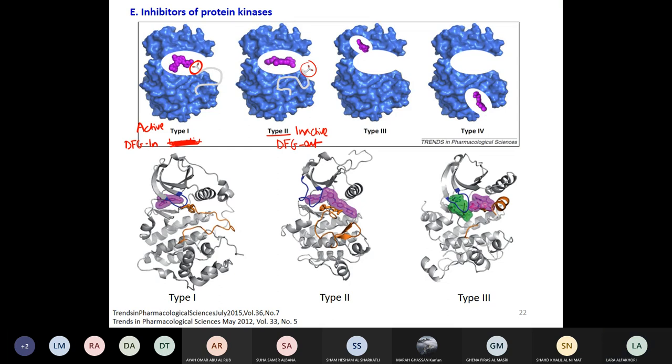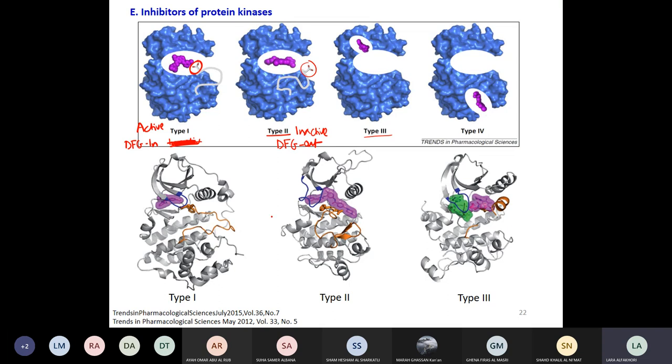Okay? Now type 3, like I told you, we will not talk about them. Type 3 bind in the hydrophobic and allosteric sites. They do not bind in the adenosine binding site. We will not talk about them. Type 4 usually bind at sites that are way away from where ATP binds. That's the variation between them. We will only talk about type 1 and type 2.